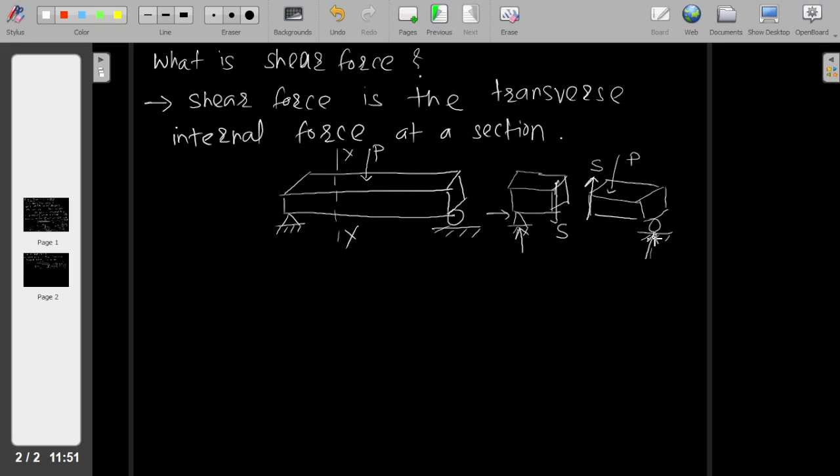In the roller support case, there is only one reaction, but in the hinge case, here is the hinge of this beam. This is the beam, right? The transverse internal force means transverse, it's tangential to the section. See, the load is applied like this. I have explained in the previous slide.